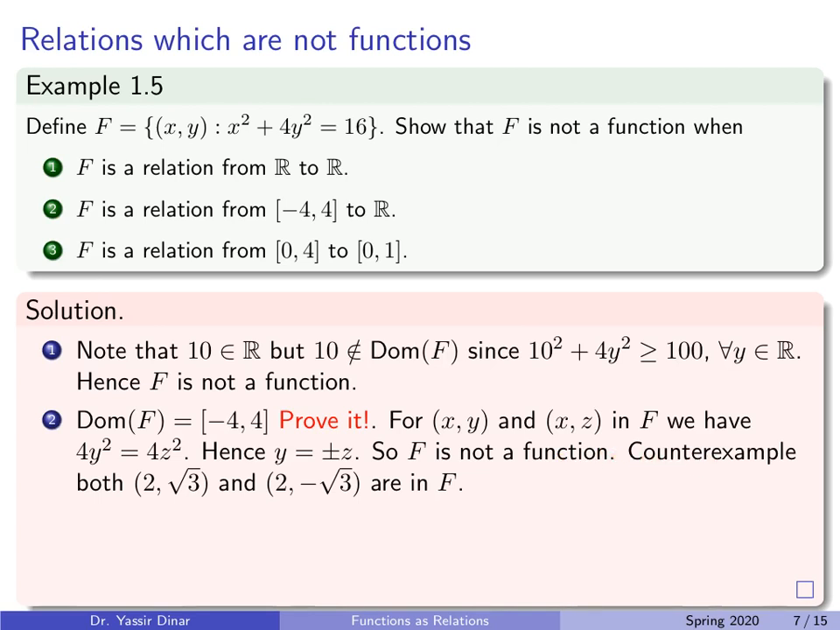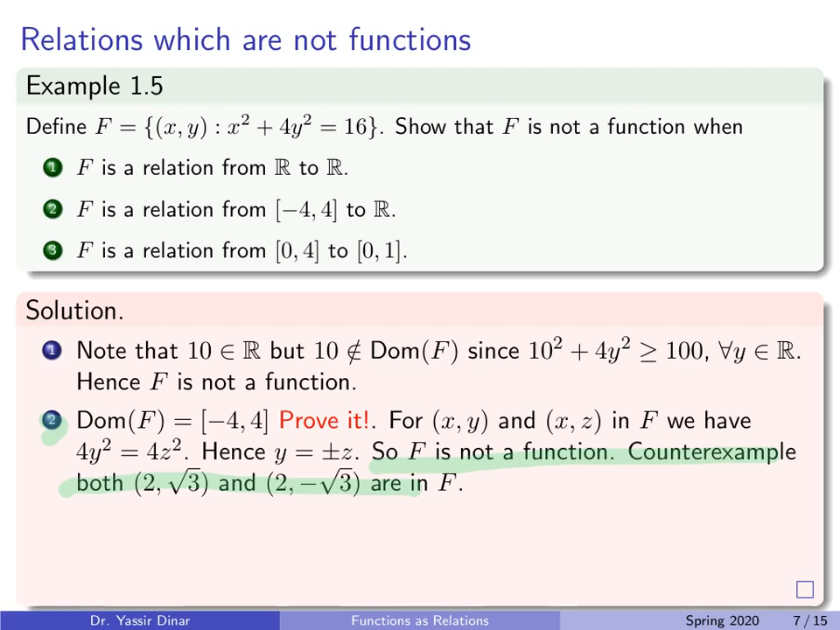As a counterexample, I can give you (2, square root of 3) and (2, minus square root of 3). Both of them are in the relation f. We have the same first coordinates, but the second coordinates are not equal. Note that to show that the second one is not a function, it is always enough just to give a counterexample. So this last sentence will be enough to show that f is not a function.